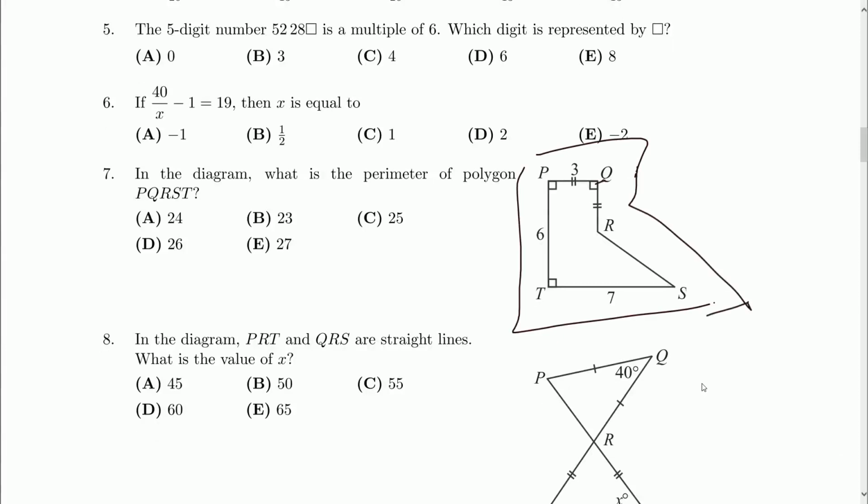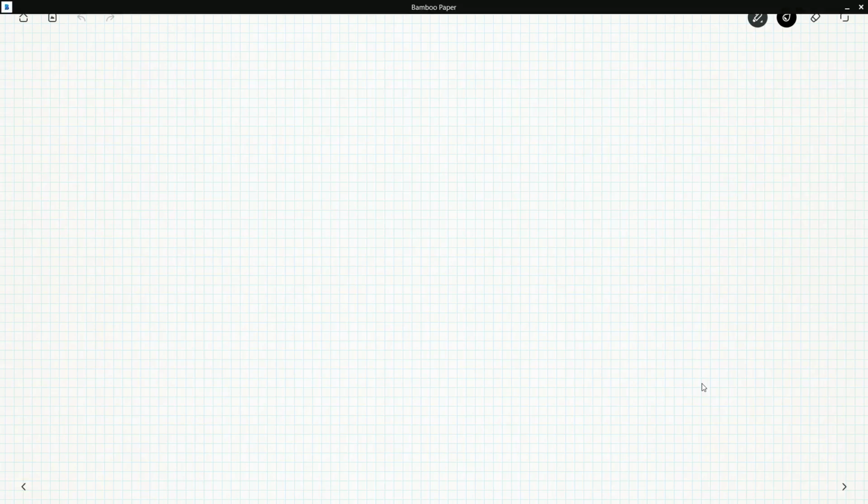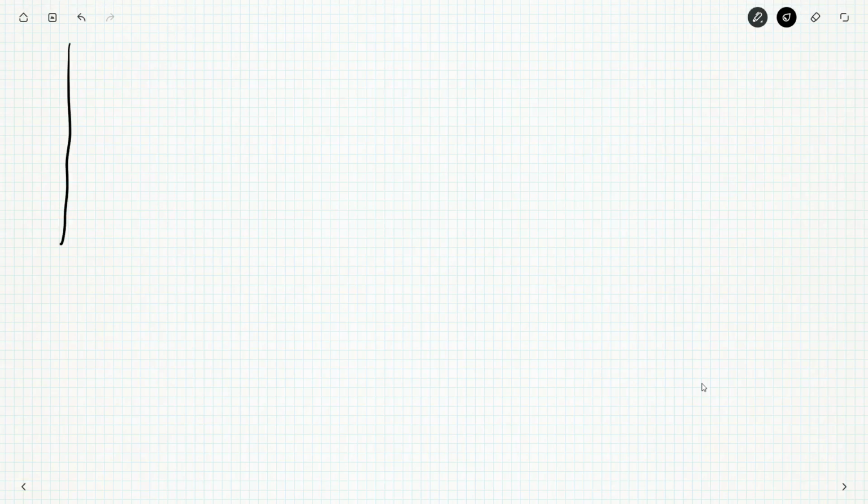Alright, so what have we got? We've got a few things labeled 7, 6, 3. The dashed lines indicate that PQ and QR are the same length, so that'll be 3. And we've got some right angles, which to me suggests we break this up into a rectangle and then a right angle triangle. So, let's get a copy of this picture going that we can mark up. And we'll see what we can do.